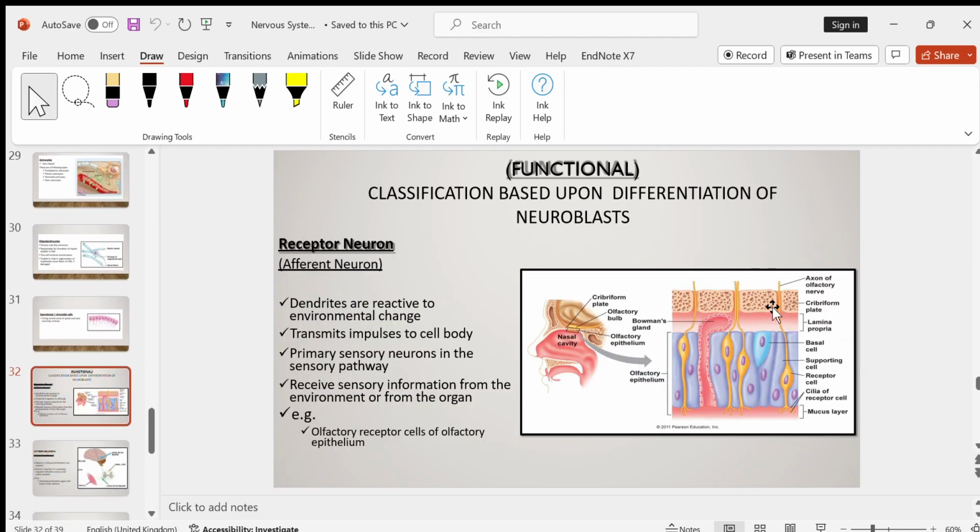Now, functionally, the neurons are classified into receptor neurons, effector neurons, and interneurons. First, we'll discuss the receptor neurons. Receptor neurons are also called afferent neurons. The dendrites act as receptors. They transmit impulses to the cell body, and the information is received inside the body through the receptor neuron. An example is the olfactory receptor cells of the olfactory epithelium.